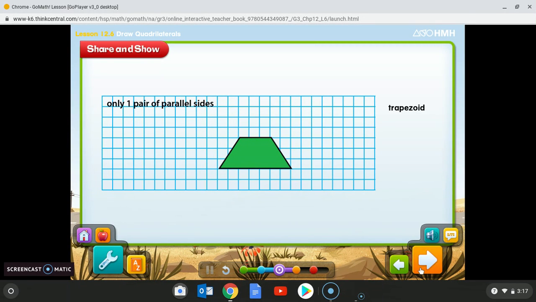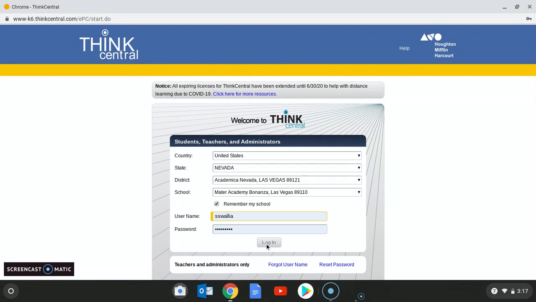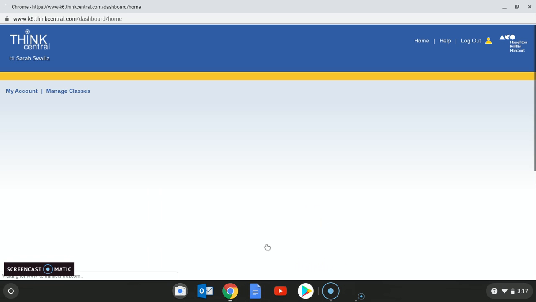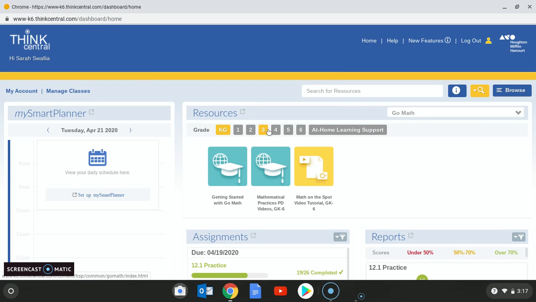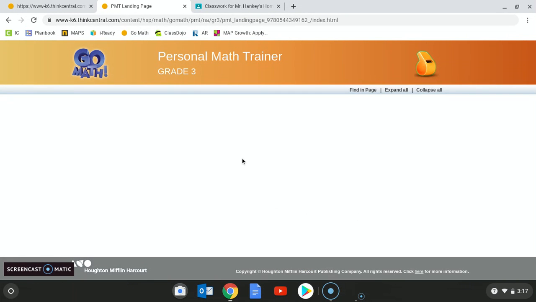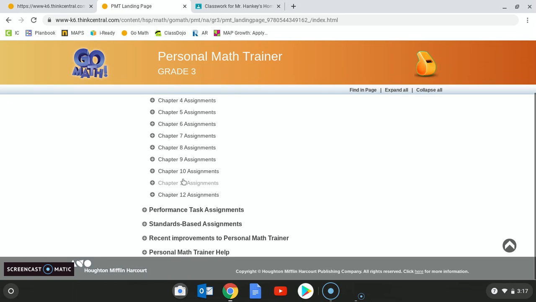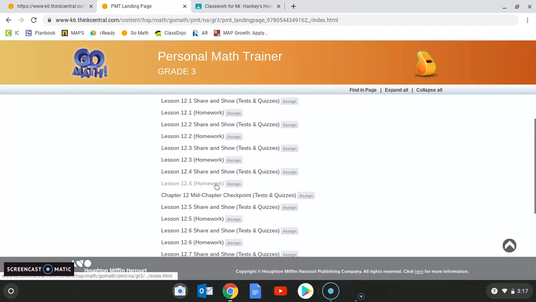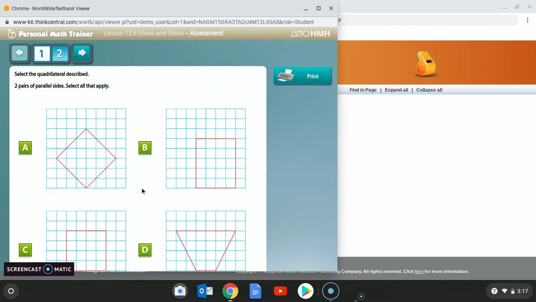Awesome. So let's do 2 more examples on our personal math trainer to make sure that you guys understand what you're going to be learning today. I don't understand why it does that, but it's okay. I'll get to it fast. 2 more examples for you, and then you guys will be on your way to complete your 12.6 assignment by yourself. Here we go. So these are the types of questions you're going to be seeing.